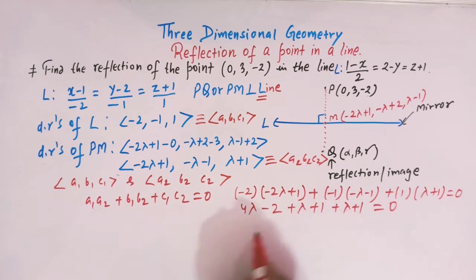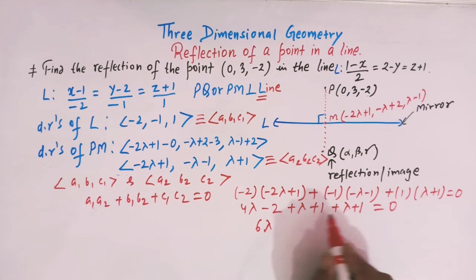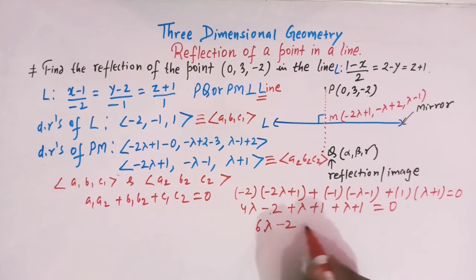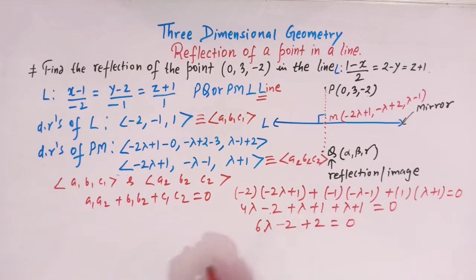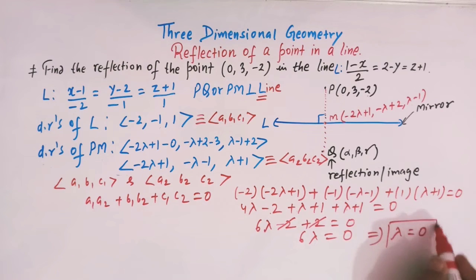So 4 plus 1 plus 1 is 6, so 6 lambda; here we have minus 2 plus 1 plus 1, which is 0. So the constants cancel, we have 6 lambda is equal to 0, and here lambda is equal to 0. So we have got the value of lambda as 0.